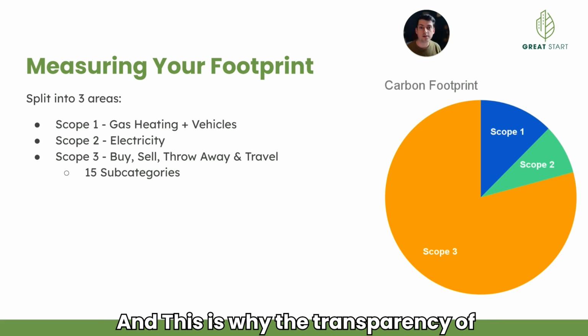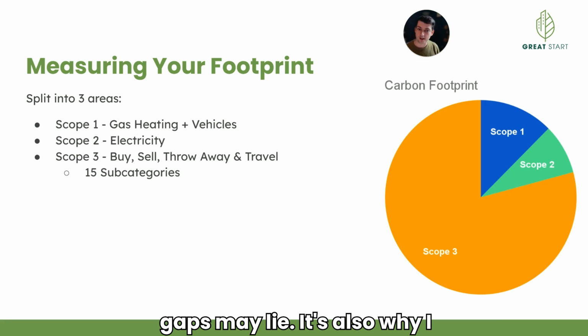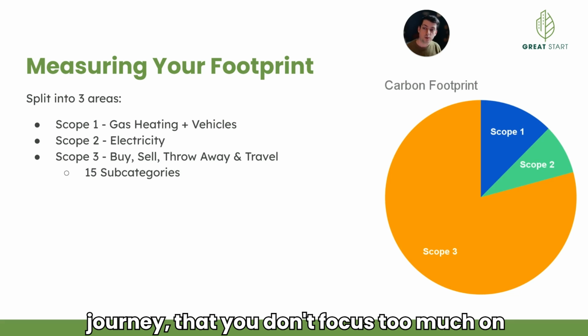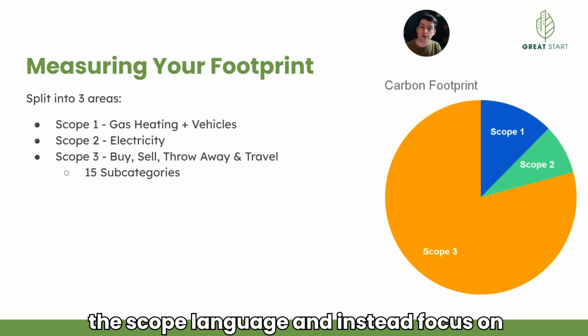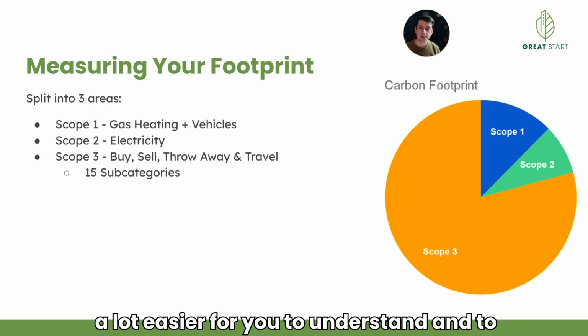And this is why the transparency of language on what you're reporting on is so important, to understand where those gaps may lie. It's also why I recommend, if you are starting out on this journey, that you don't focus too much on the scope language and instead focus on those 5 key categories, which might be a lot easier for you to understand and to get going with.